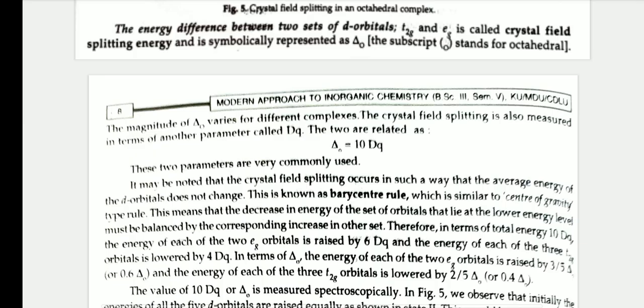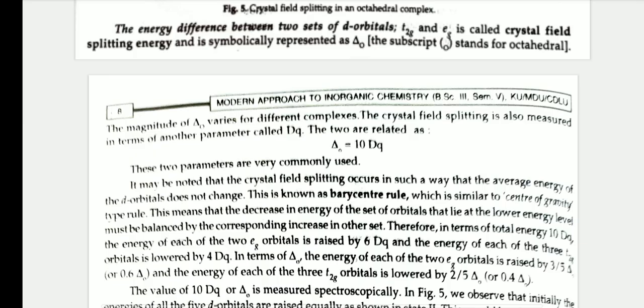This means that the decrease in energy of the set of orbitals that lie at the lower energy level must be balanced by a corresponding increase in another set. Therefore, in terms of total energy 10 Dq, the energy of each of the two eg orbitals is raised by 6 Dq, and the energy of each of the 3 t2g orbitals is lowered by 4 Dq.